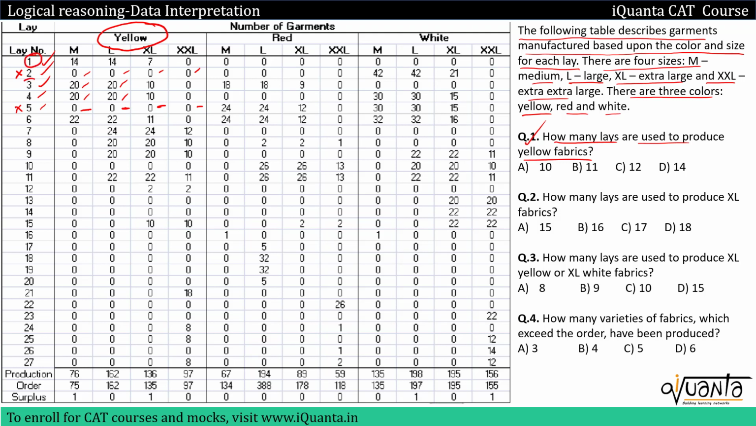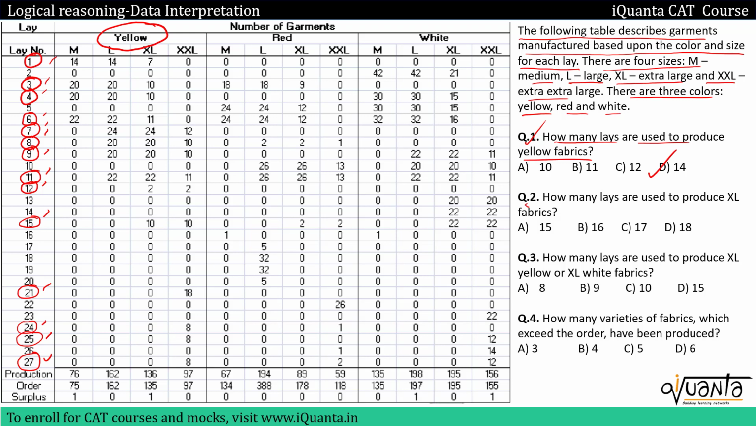Lay number 3 counted, 4 counted, 5 no, 6 counted, 7 will be counted, 8 will be counted, 9 yes, 10 no because all are 0, 11 will be counted, 12 will be counted. Similarly we'll count the rest. So I have encircled all the lays in which there was at least one yellow garment. Now if I count these lays, I'll have 1, 2, 3, 4, 5, 6, 7, 8, 9, 10, 11, 12, 13, 14. So the correct answer to the first question will be option D, 14.